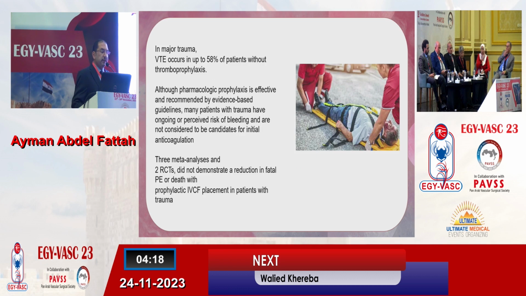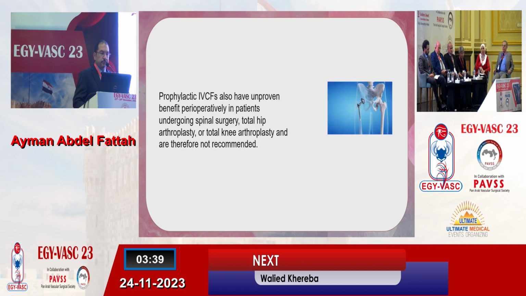In major trauma, VTE accounts for up to 85% of patients without thromboprophylaxis. Although pharmacological prophylaxis is effective and recommended by evidence-based guidelines, many patients with trauma have ongoing or perceived risk of bleeding and are not considered to be candidates for initial anticoagulation. There are 3 meta-analyses and 2 randomized control trials that didn't demonstrate a reduction in fatal pulmonary embolism or death rate with prophylactic IVC filter placement in patients with major trauma.